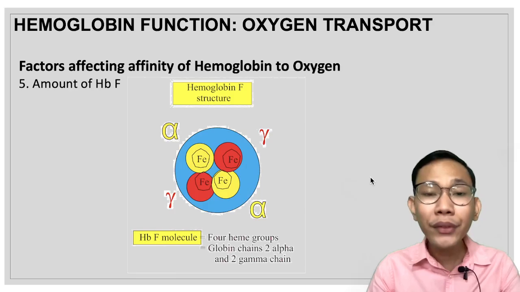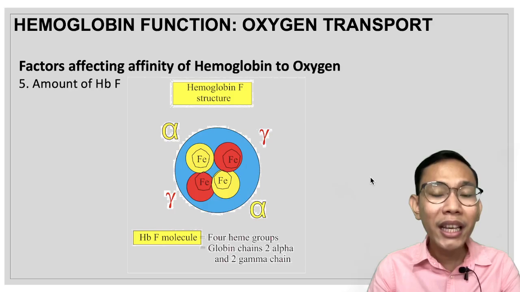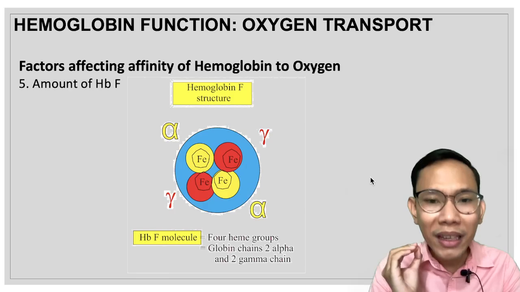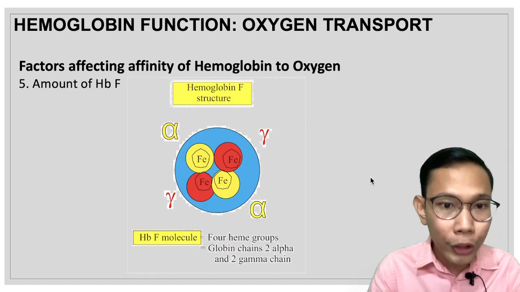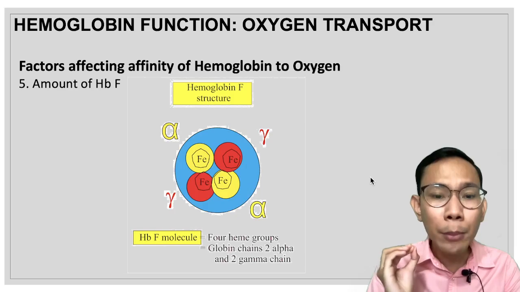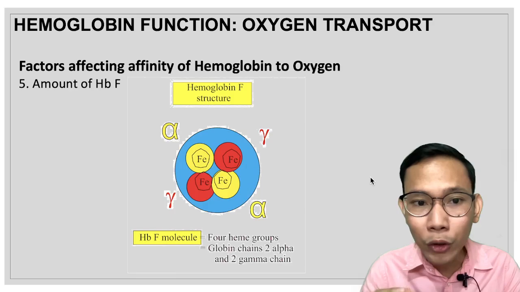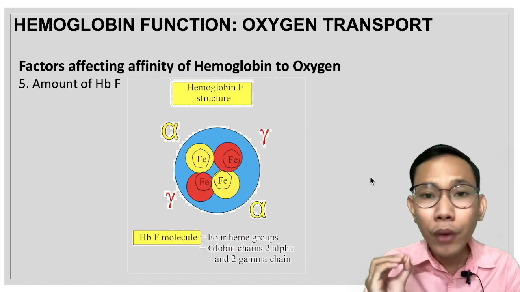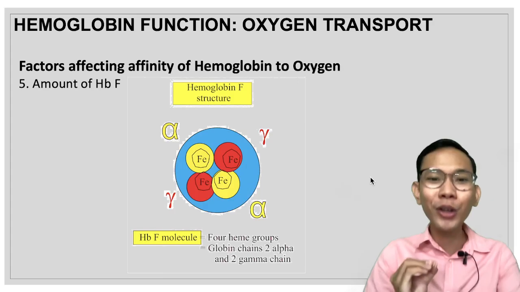In fetal life, the high oxygen affinity of your hemoglobin F provides an advantage to our fetus. Remember, di ba, pag fetal, saan nanggagaling ang oxygen sa ating fetus? It comes from the mother. So therefore, a high affinity of your hemoglobin F of your fetus is actually an advantage sa ating fetus. Bakit? Because it will allow more effective oxygen withdrawal coming from your maternal circulation.